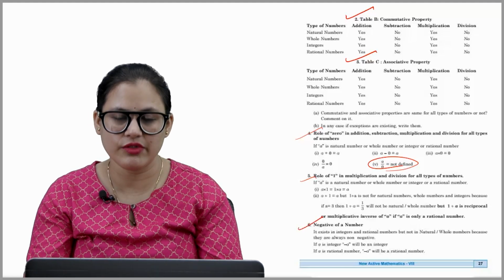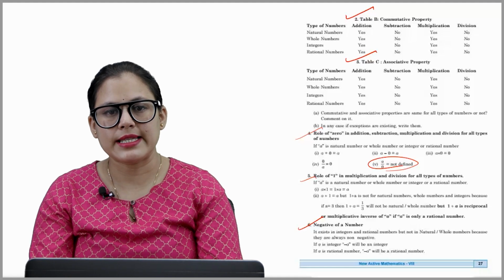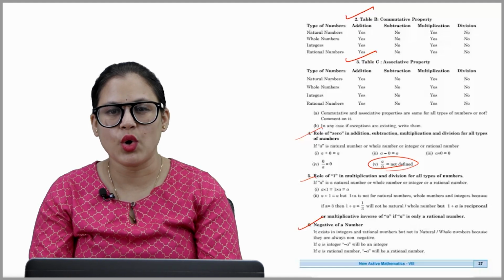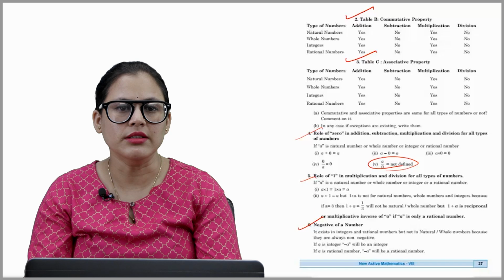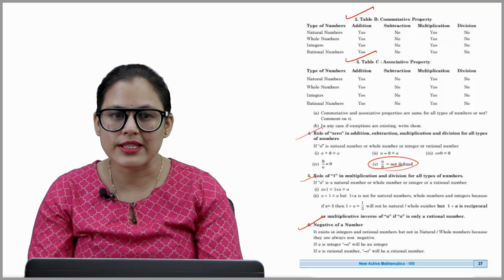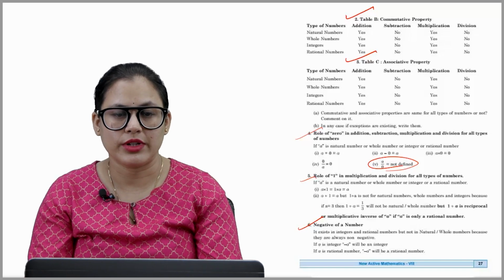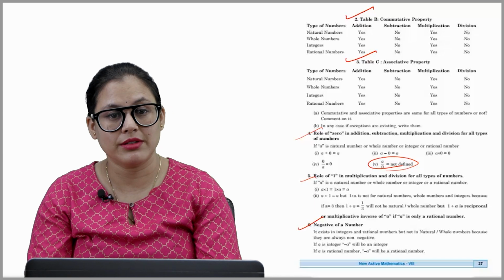Okay. Number 6, negative of a number. It exists in integers and rational numbers, but not in natural numbers and whole numbers, because they are always non-negative. If a is an integer, minus a will be an integer. If a is a rational number, minus a will be a rational number. Okay.